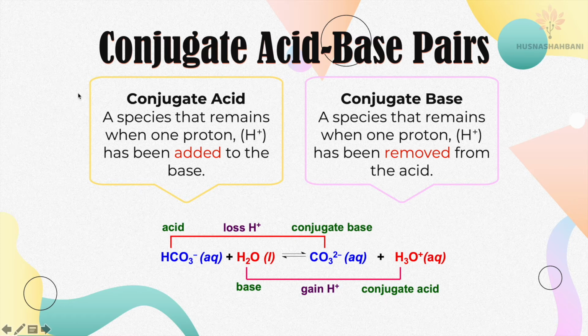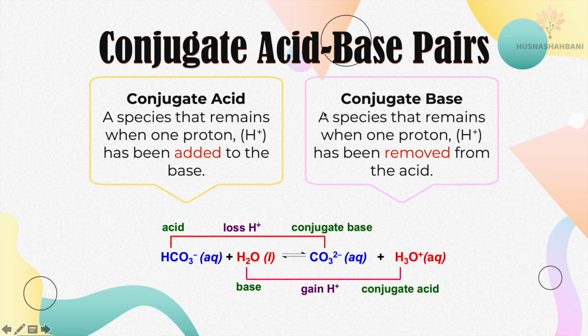Conjugate acid-base pairs. Conjugate acid is a species that remains when one proton, an H+, has been added to the base. For example, here, this is conjugate acid. This species remains when proton has been added to this base. This is base water. When water is paired with acid, it will be base. When water is paired with base, it will be acid because water is amphoteric. So here, water is paired with acid, so water acts as a base. So this base accepts one H+ and it becomes conjugate acid.